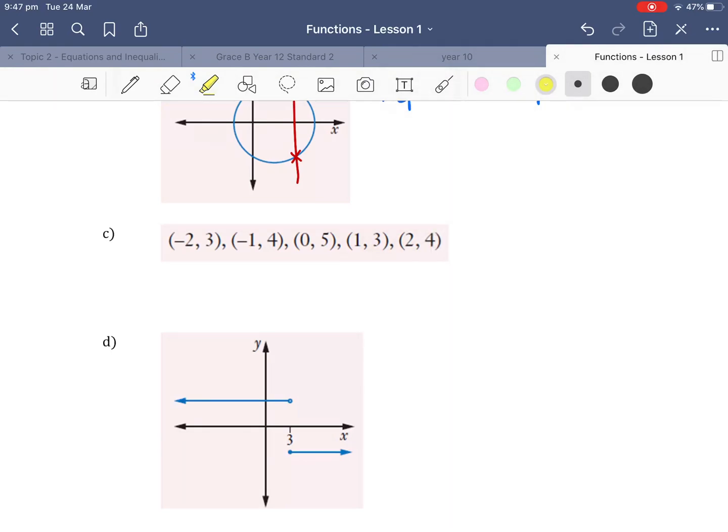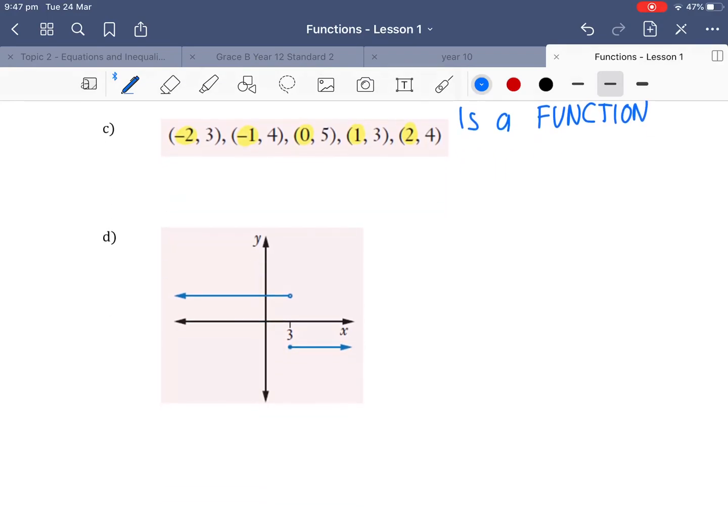Now, if we look at C, does this set of ordered pairs represent a function? If we were to look at our x values, like we just did in our other examples, do any of our x values repeat? So we have -2, -1, 0, 1, and 2. Because they do not repeat, this means that this set of ordered pairs is a function.